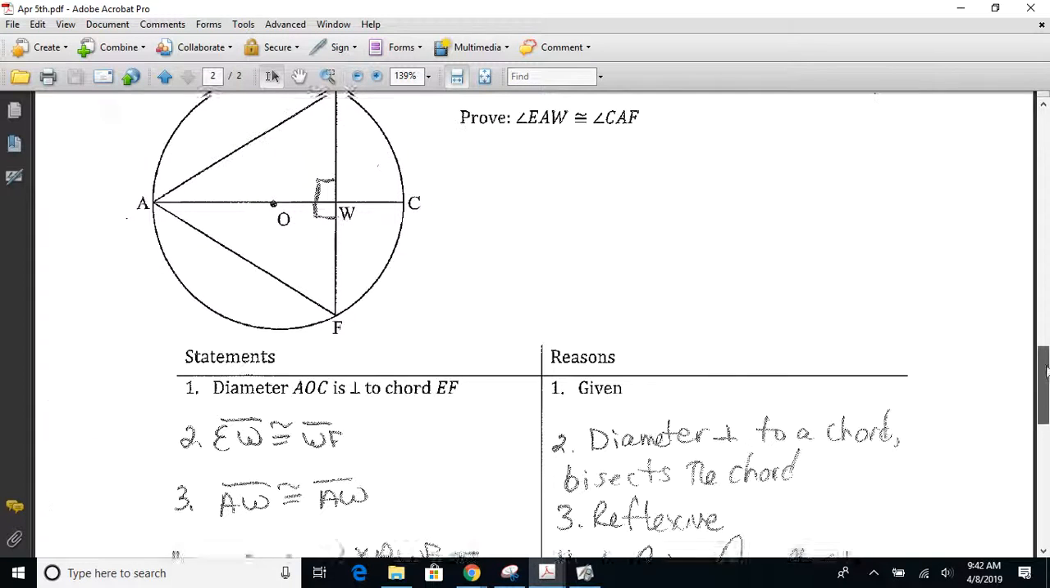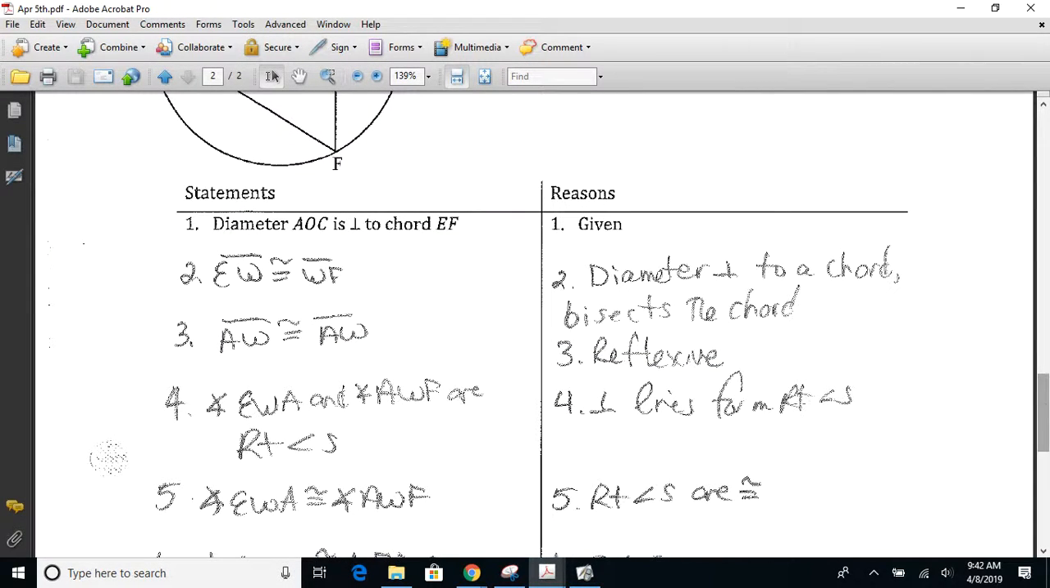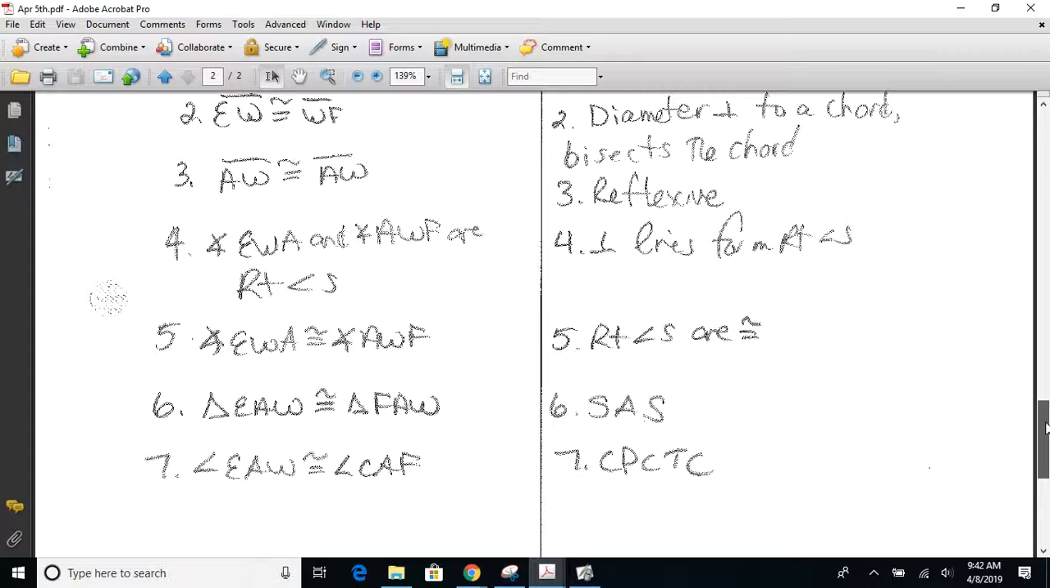So the reason for AC bisects EF, what would be in the reasons column? Diameter perpendicular to a chord bisects the chord. And then definition of a bisector, the two pieces are equal.